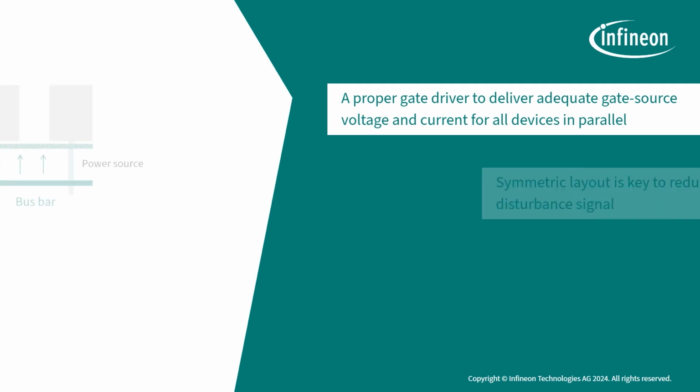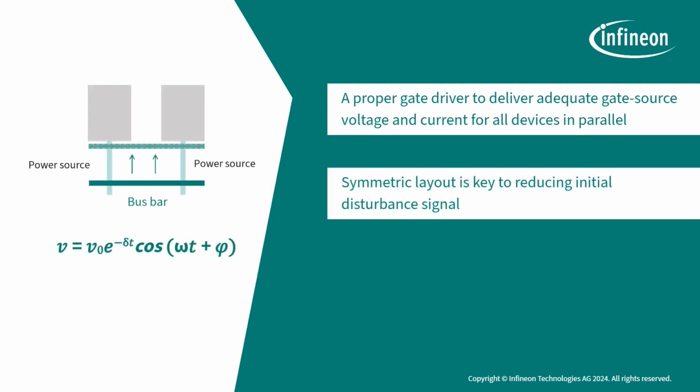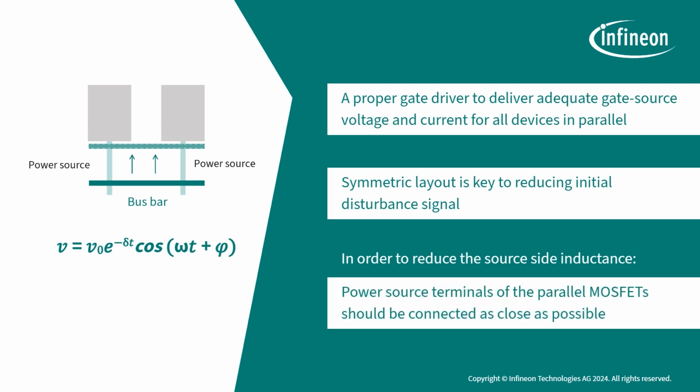Last but not least, a symmetric layout is the key to reducing the initial disturbance signal. The source side inductance should be minimized, which is one of the most important impact factors for the oscillation tendency. In order to reduce the source side inductance, the power source terminals of the parallel MOSFETs should be connected as close as possible.